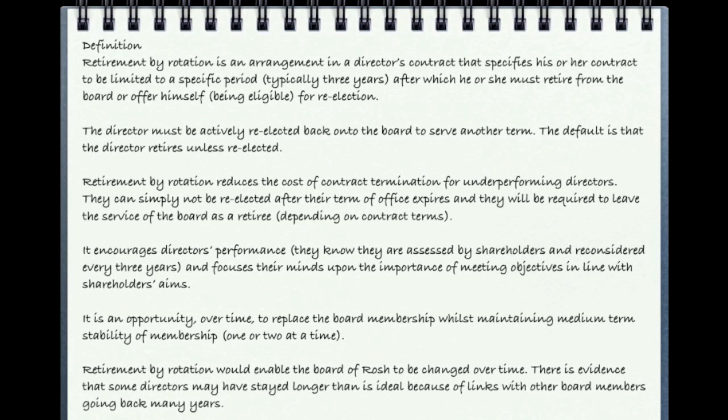So when it comes to Roche, rotation by the directors would enable the board to be changed over a period of time. We can see that there's evidence that some of the directors have stayed longer than is ideal, and that's maybe because of those links with other board members that go back many years. So it seems like it's becoming a little bit stagnated. Retirement by rotation would enable them to get that board moving, to get new directors in, and maybe give the company a new focus.